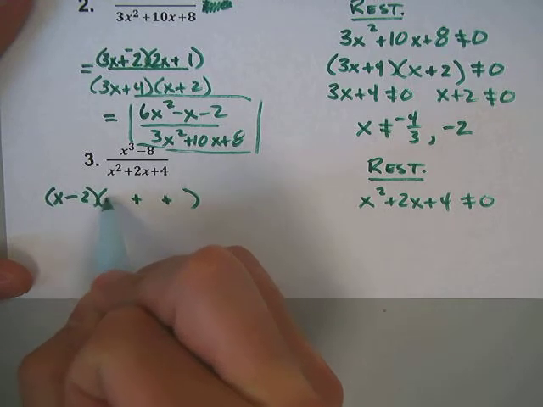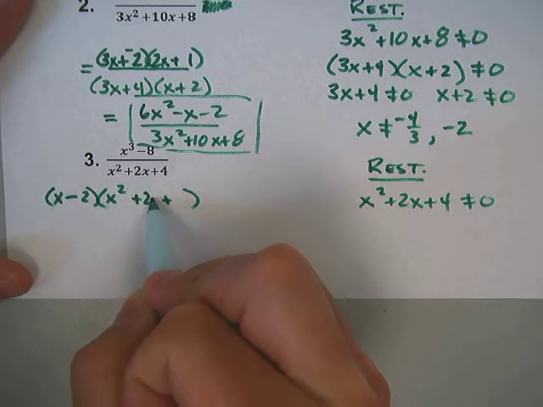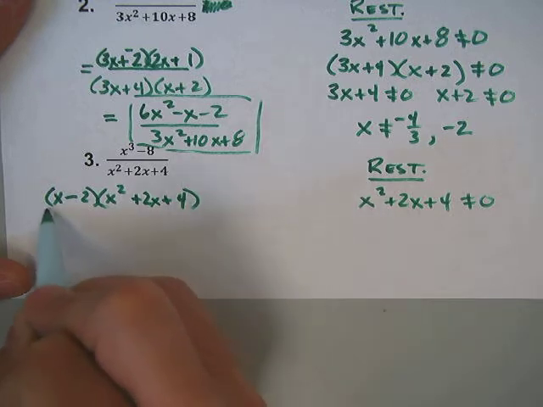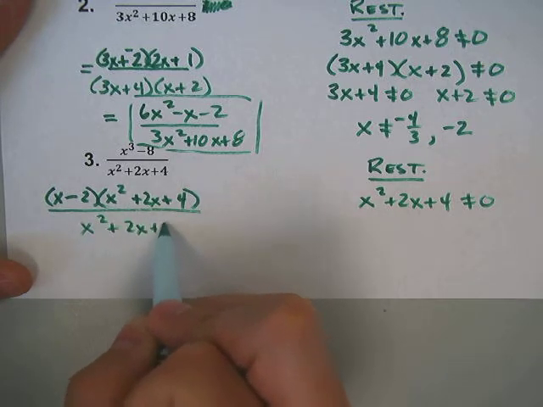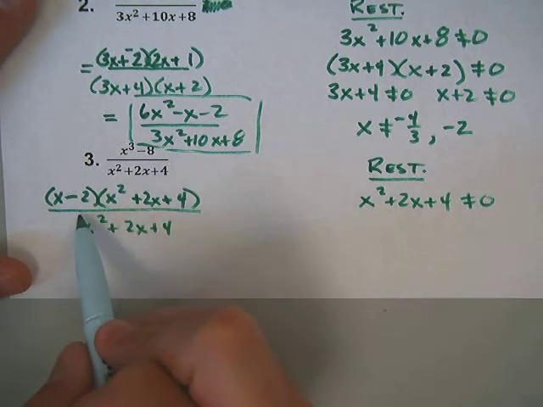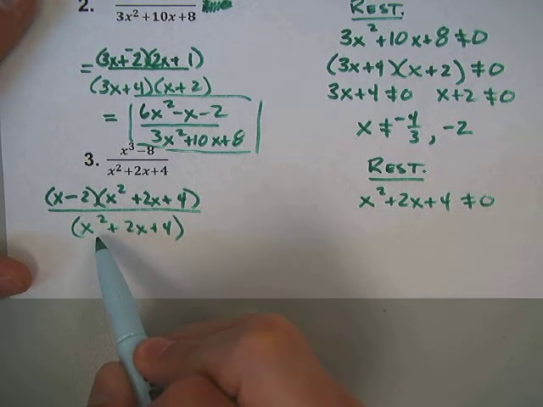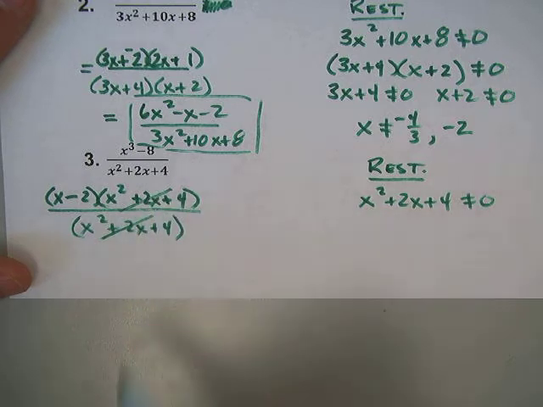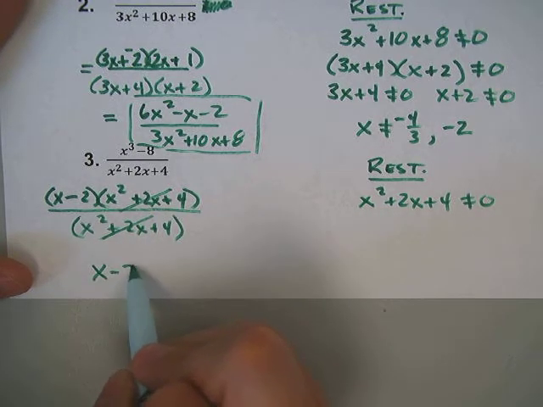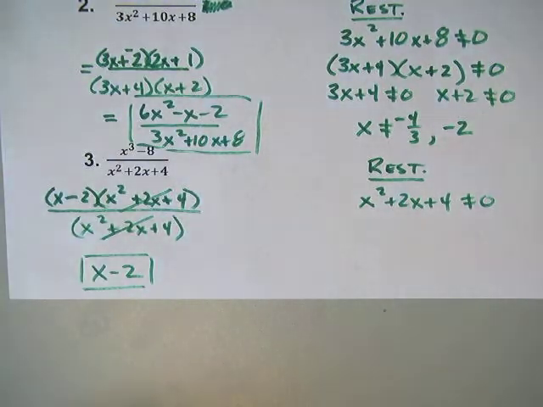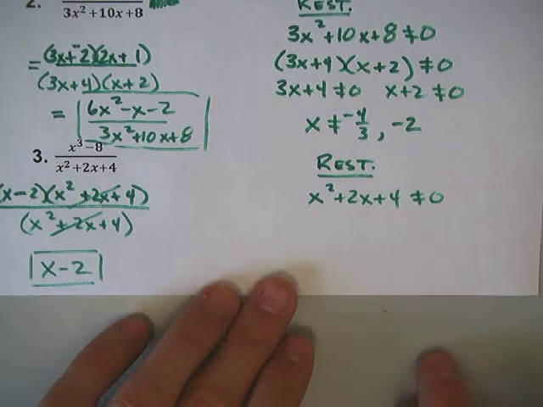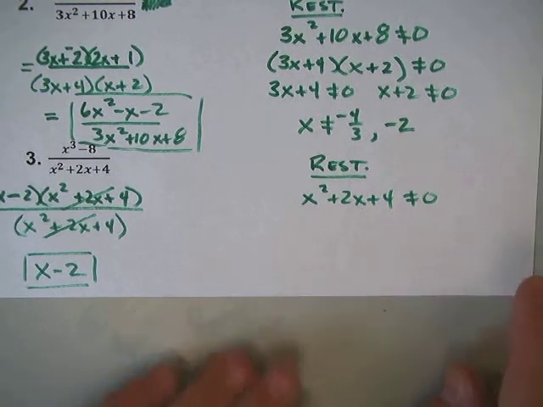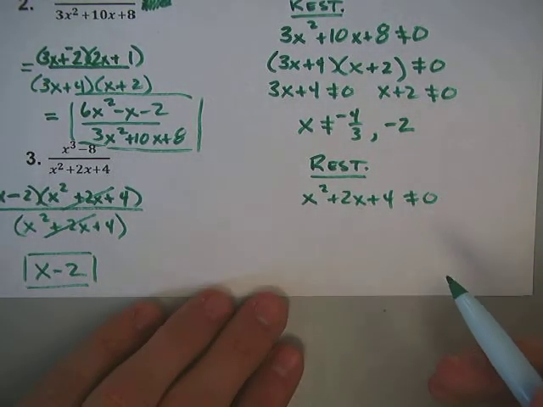Factor the top. Let's see. So we're going to factor. If you remember SOAP, same, opposite, always positive for my sign. So same, opposite, always positive. Looks like it's going to be x minus 2, x squared plus 2x plus 4. Now this one, you notice, we have a factor. Well, this is the whole thing right here. We can now cancel with here and here. So I'm just left with x minus 2. So I'm done.